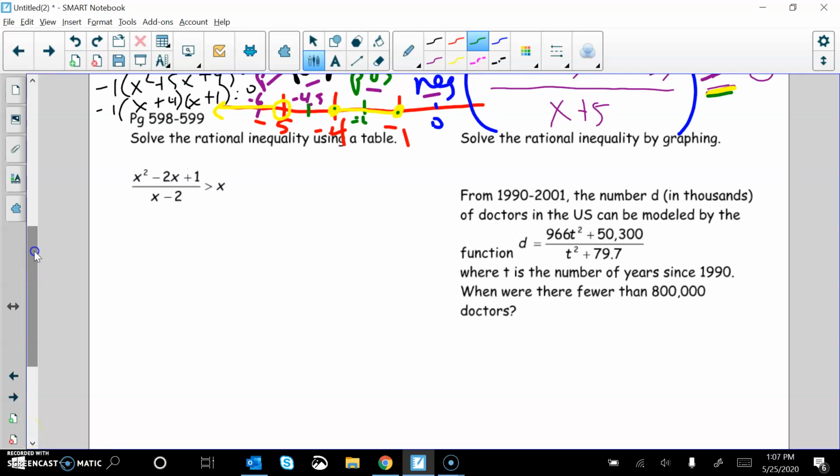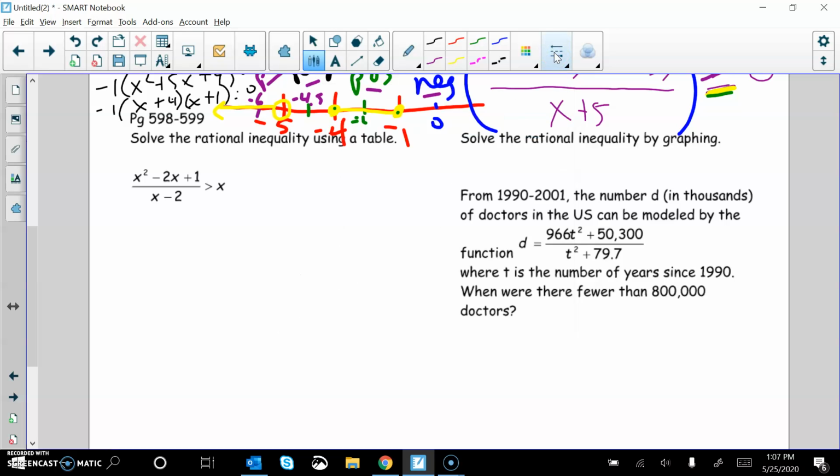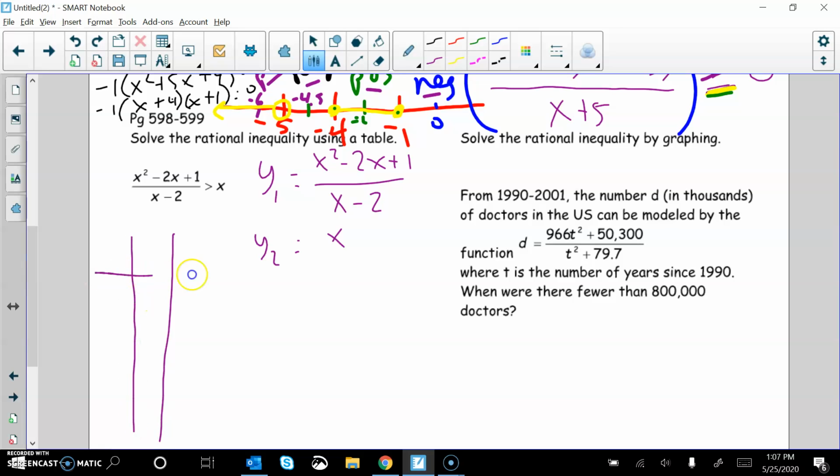All right, last two examples. So it says make a table. So what you would do with your calculator, you would set one equation equal to the left side, another equation equal to the right side, and you just look at your table given the x values. And let's see what you would get. I have it on my calculator here.